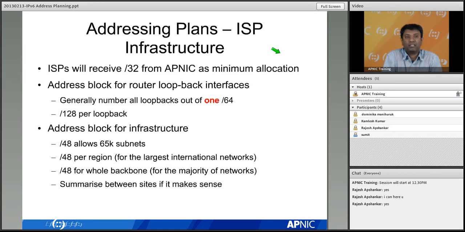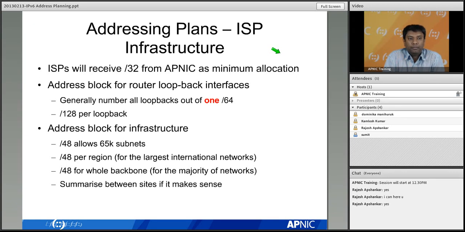Within your infrastructure, you might have a loopback for every router, right? You might have point-to-point links between routers. You might have point-to-point links between your POP router and your customer router, like the customer CPE and then the POP router. That is also considered infrastructure, but that is the customer-side point-to-point. So we have two types of point-to-point link. One is between our routers, and the other is between customer routers and my router, right?